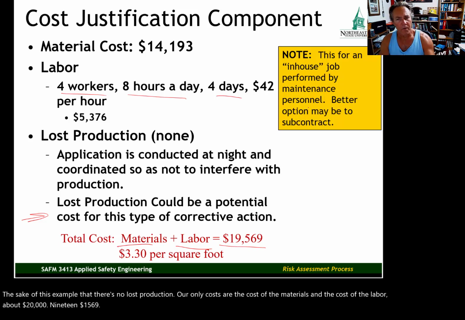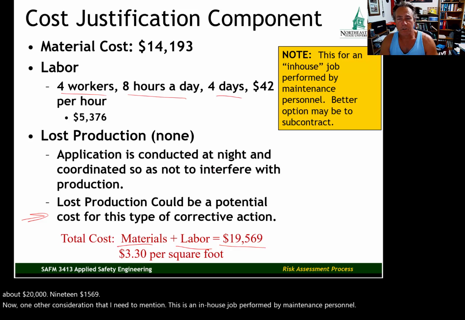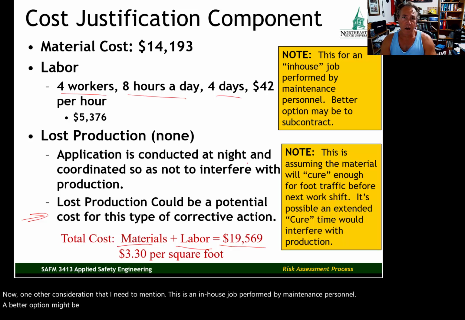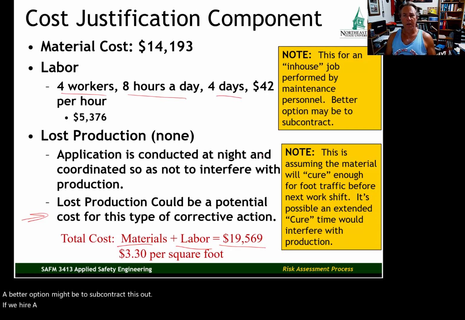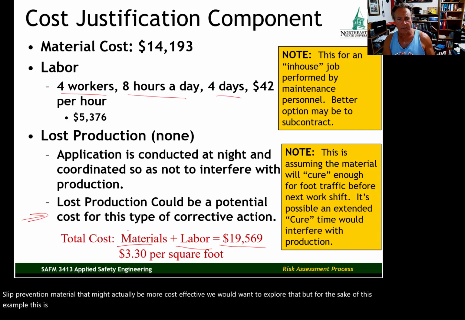Now, one other consideration that I need to mention: this is an in-house job performed by maintenance personnel. A better option might be to subcontract this out. If we hire a subcontractor to come in and put down the tough coat slip prevention material, that might actually be more cost effective. We would want to explore that. But for the sake of this example, this is an in-house project. That's going to cost about $20,000.